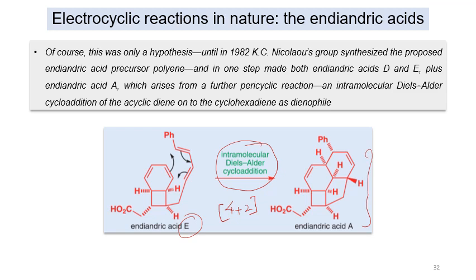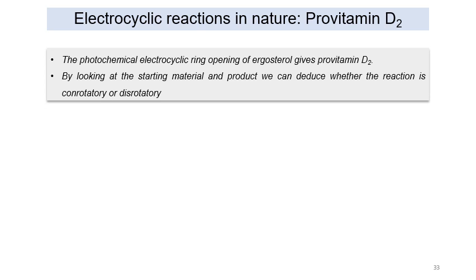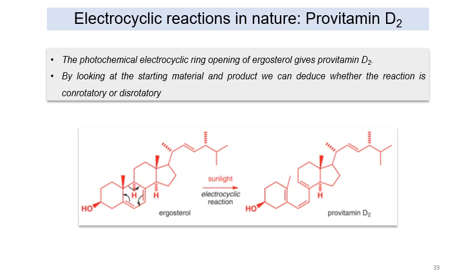Another example of electrocyclic reactions in nature is the synthesis of provitamin D2. Ergosterol, which is produced from cholesterol, undergoes an electrocyclic reaction, that is a ring opening reaction, to give you provitamin D2. Now, how many electron systems is this? This is a 6 electron system. Under photochemical conditions, the 6 electron system will obviously give you a conrotatory ring opening.